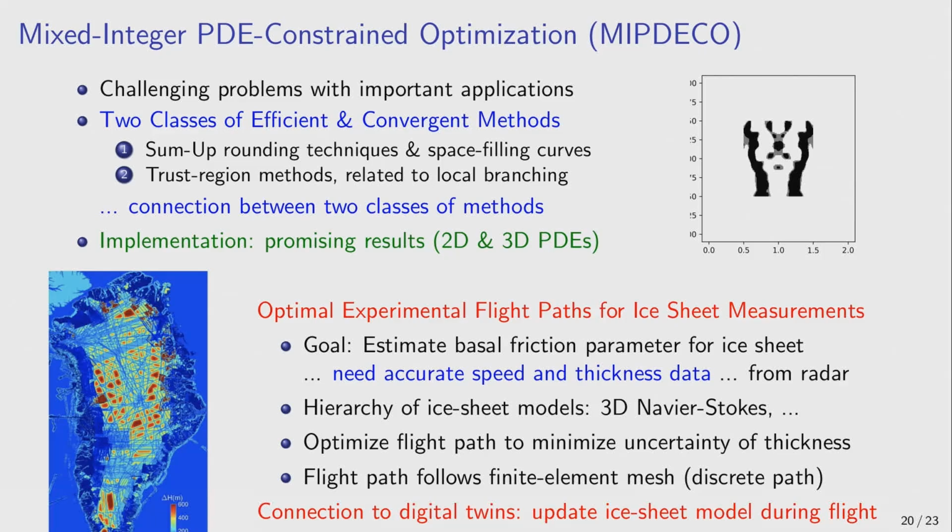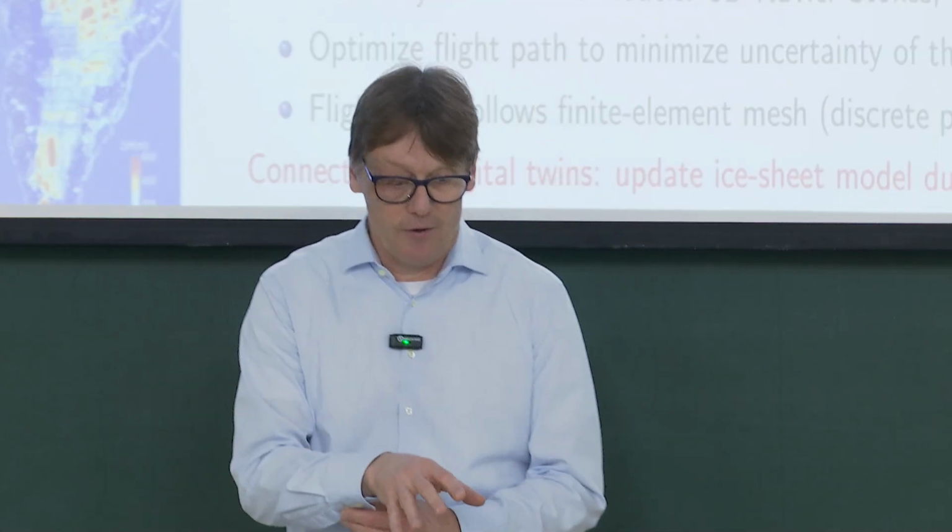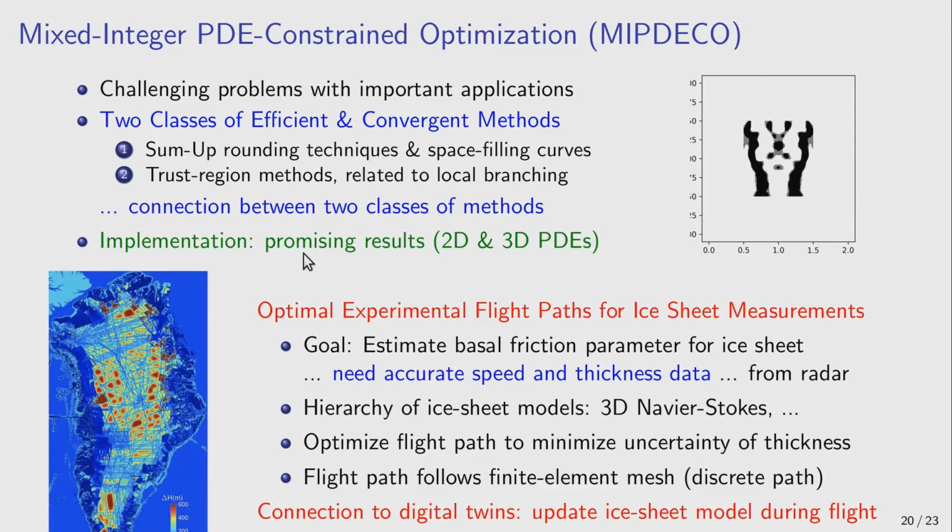So another problem I'm working on is optimal experimental flight paths for ice sheet measurements. This is also a PDE constraint optimization problem, but it's a much more complex PDE. This is a Stokes flow. What you see here is the outline of Greenland, and the red and blue corresponds to the amount of uncertainty that we have about the thickness of the ice shelf over Greenland.